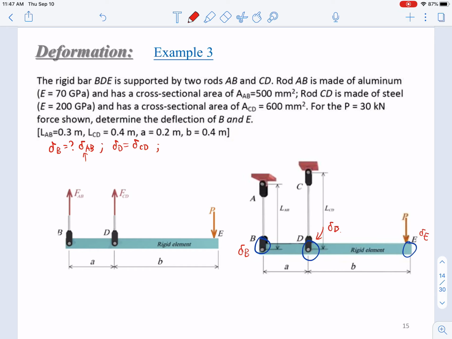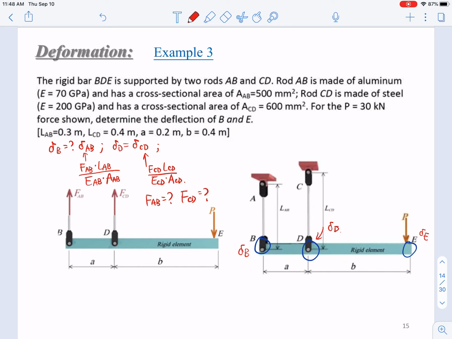Here, you just need to know F_AB L_AB over E_AB A_AB. The L has been given, A has been given, E you have known, so you just need to find out what F is. In the same way here, you just need to find out F_CD L_CD over E_CD times A_CD. Here the only unknown is F_CD. So if we can determine F_AB and F_CD, then we can solve these two components.